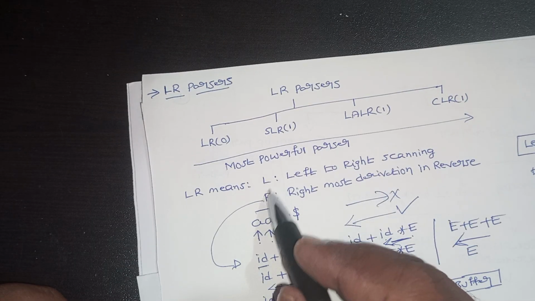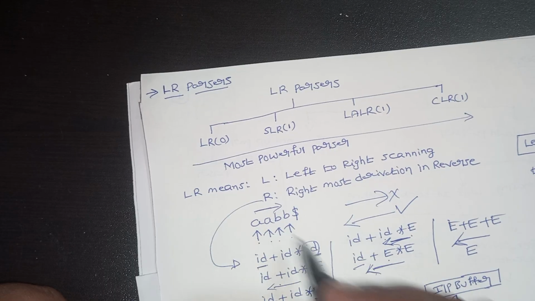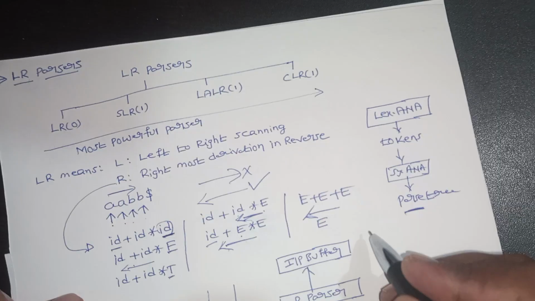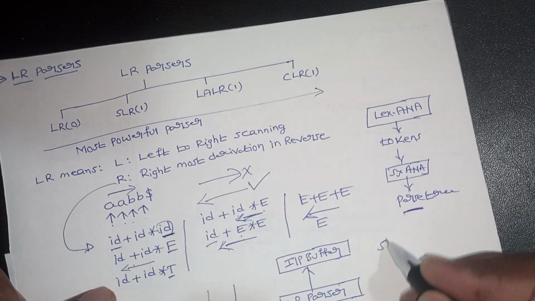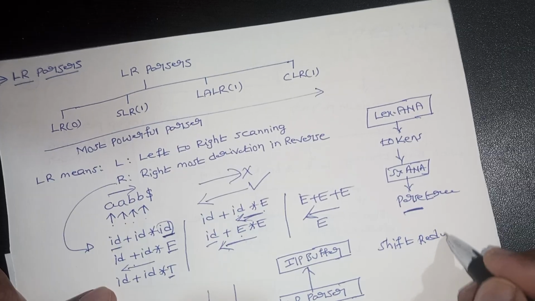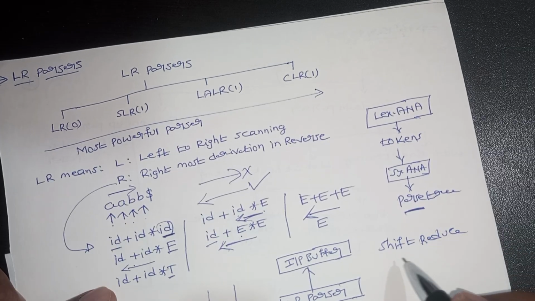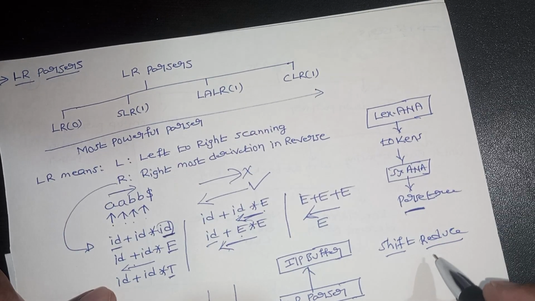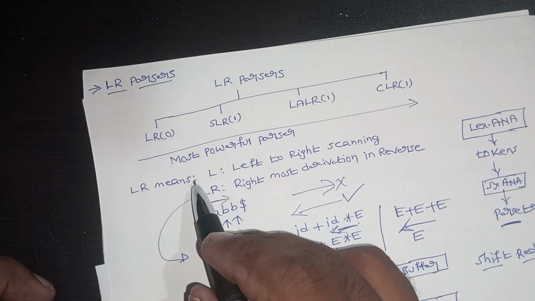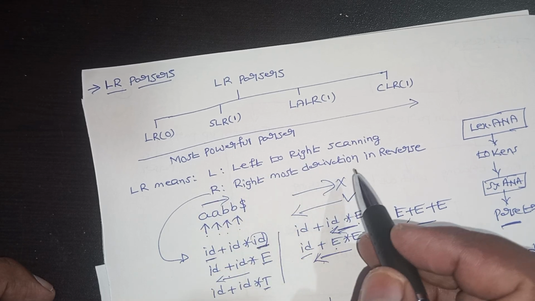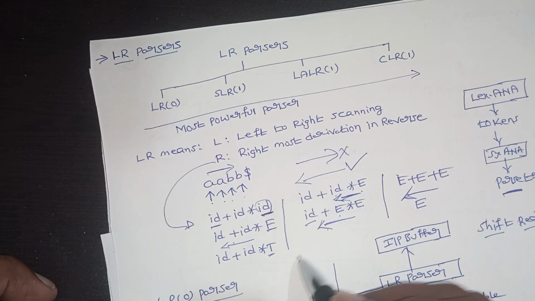That is the meaning of LR parsers. What type of parsers are these? These are shift reduce parsers. Already you know. Shift reduce means we have to push and we have to pop. Already you know those terms. So that is about the LR: L means left to right scanning, R means rightmost derivation in reverse order.